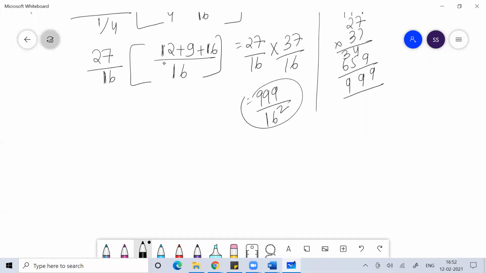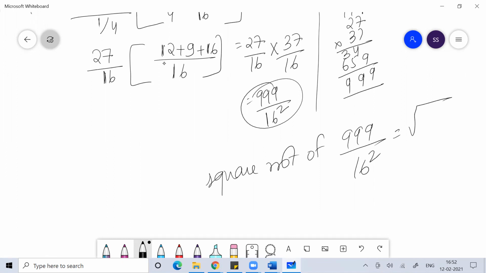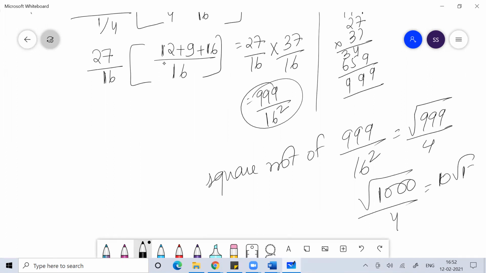If you want the square root of 999 by 16 square, you'll get root of 999 by 4. You can write 999 approximately as 1000, so you get 10 root 10 by 4, which is 5 by 2 root 10. That is your answer, because 999 is not a perfect square. Correct, right?